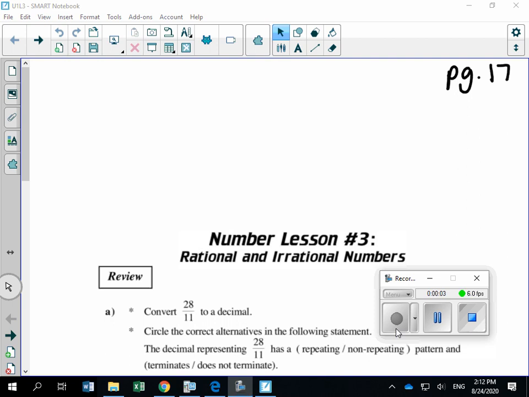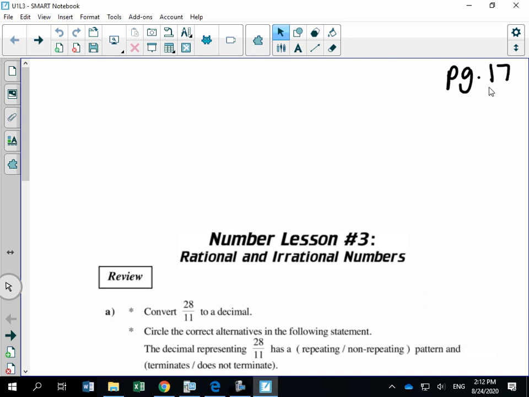Okay, Math 10s, we're moving on to lesson 3 in the unit of numbers and exponents, and this is going to be on page 17 of your workbook. This lesson, we're taking a shift from what we did in the last two lessons. The last two lessons were prime factorization, and in lesson 3 and lesson 4 we're moving to the number system.